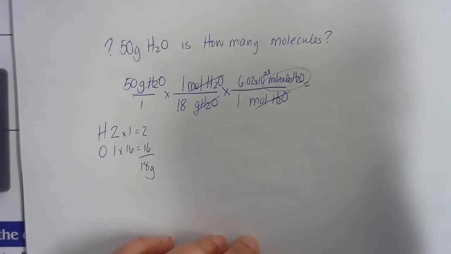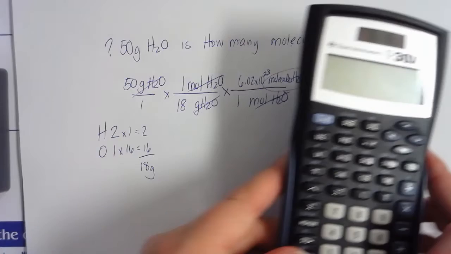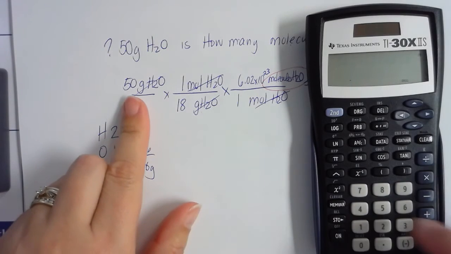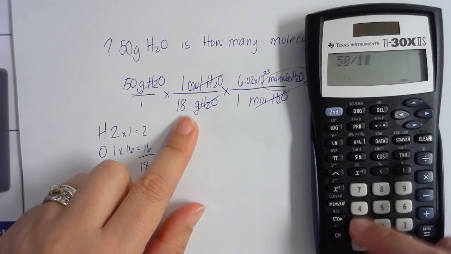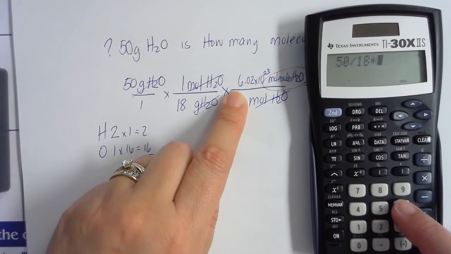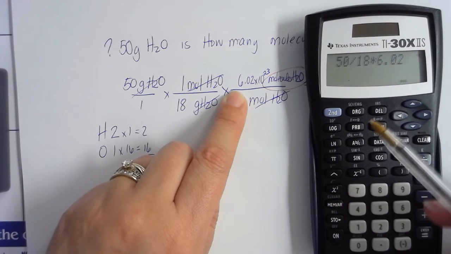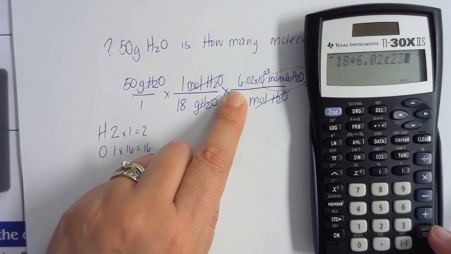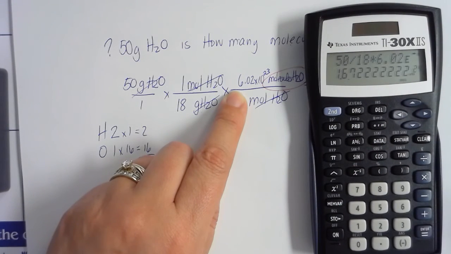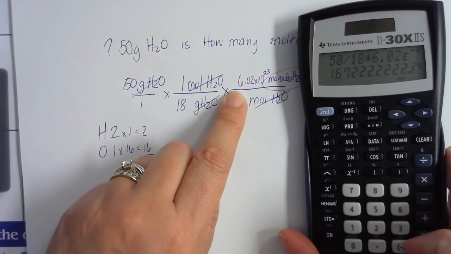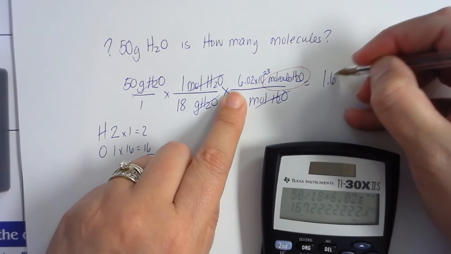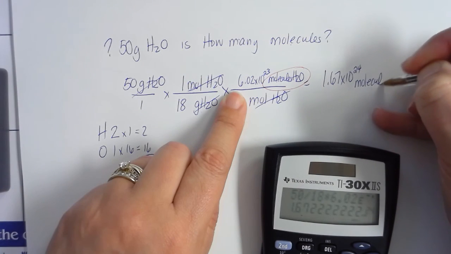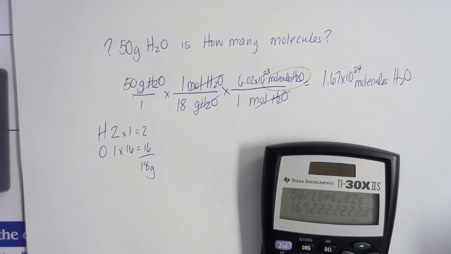All right, let's do this on the calculator. Remember, when you're doing the scientific notation, you have to be careful. So we're going to take 50 divided by the 18 times 6.02. Remember, you're doing the exponent key, so second EE 23, and you get 1.67 times 10 to the 24th. And this is molecules of water. All right, any questions?